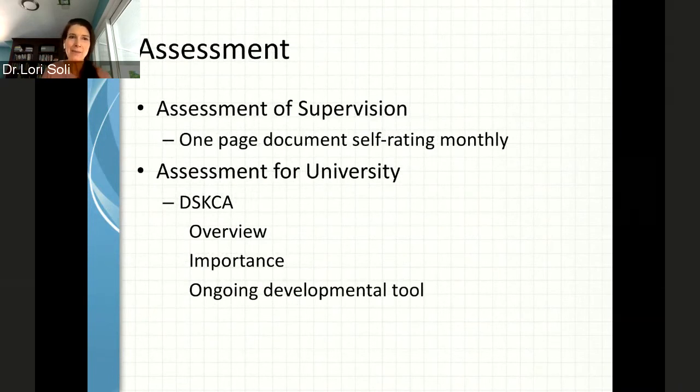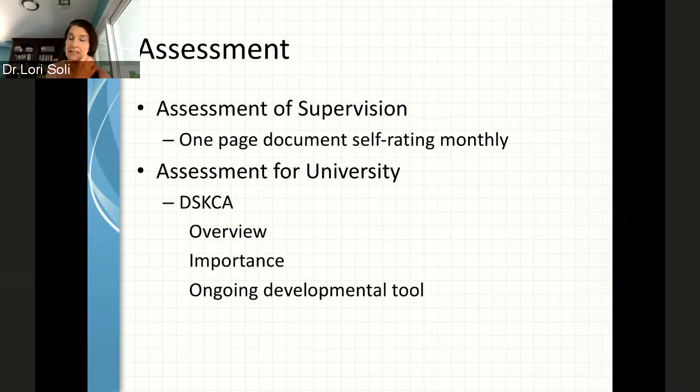Assessment. I am not going to go into a lot of assessment here just because for supervision, for those of you who are within our program, you already all know that we use the DSKCA, which is the Dispositions, Skills, and Knowledge Competency Assessment. It is our overall program assessment tool for noting how students are progressing from the start of the program to the end of their program in a variety of different areas.